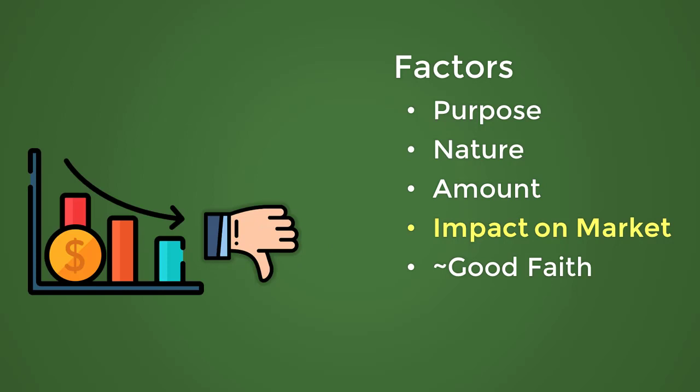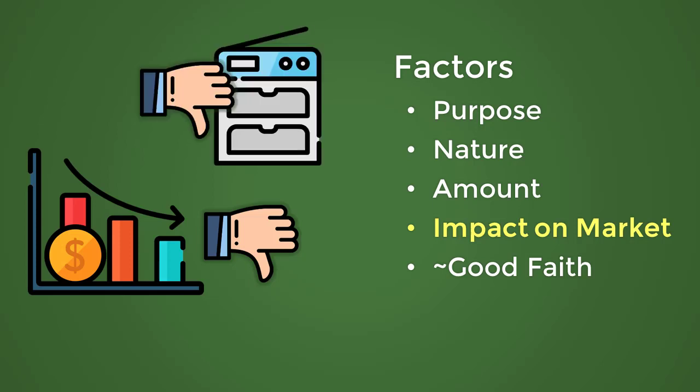The impact on market factor is also pretty clear. Could your use of their work have a negative impact on their ability to make a profit? If people could potentially not purchase the original because your use is available, that would oppose fair use. Also, if you are creating mass copies or virtually making copies by putting it in a more public online location, that would also be opposing fair use. To align with fair use, you shouldn't have any impact on the author's potential for profit.